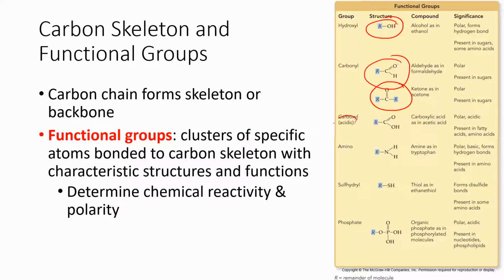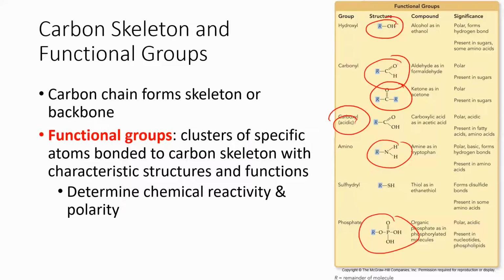Carboxylic acid is a part of an amino acid, and the other part of the amino acid is an amine group, which is also polar. Phosphates are very important because not only are they polar, but they are super important when we talk about energy and also when we talk about DNA and RNA.